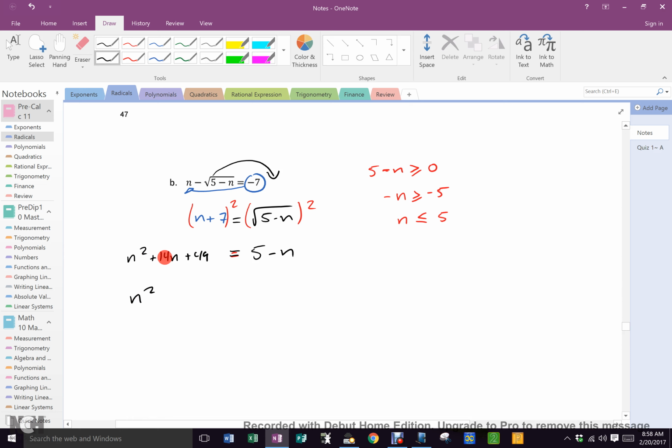Are there any other n's? Yep, right there. What do I do with this n? I bring it over to here, right? And what do I get? 15n. What do I do with this 5? I bring it over here. Minus 5. 49 minus 5 is 44, yes? And what does that equal? 0. Now this is what I needed to remind you of. What do I do with the trinomial? Factor it. I need factors of what that add to what?